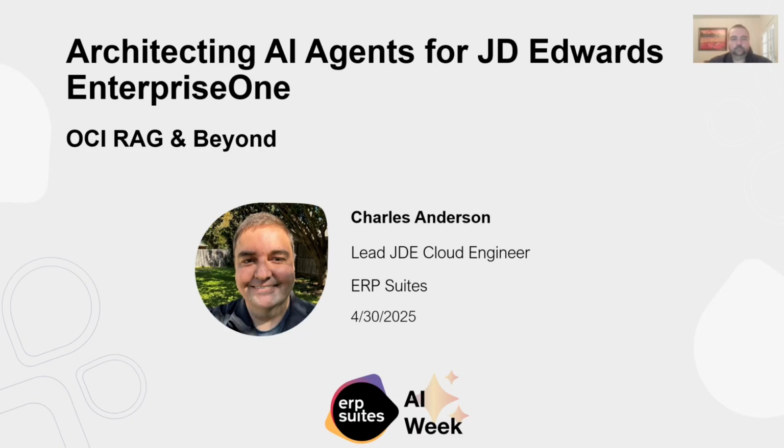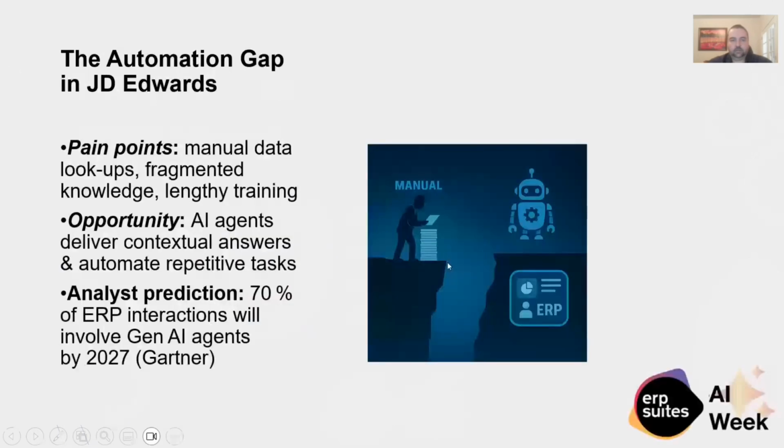So I guess we should start from scratch here. If I can get the presentation arrows to work here. There's an automation gap in JD Edwards, and there are some pain points: manual data lookups, fragmented knowledge, lengthy training process. So the opportunity there is that an AI agent can help deliver contextual answers and automate some of those repetitive tasks. One of the things that we were looking at with the digital assistant is automation, but we didn't want to focus on that specifically. It's really there to make your job easier, not necessarily automate everything.